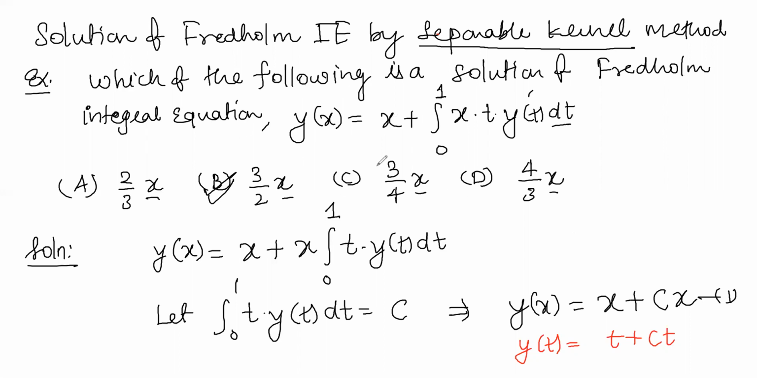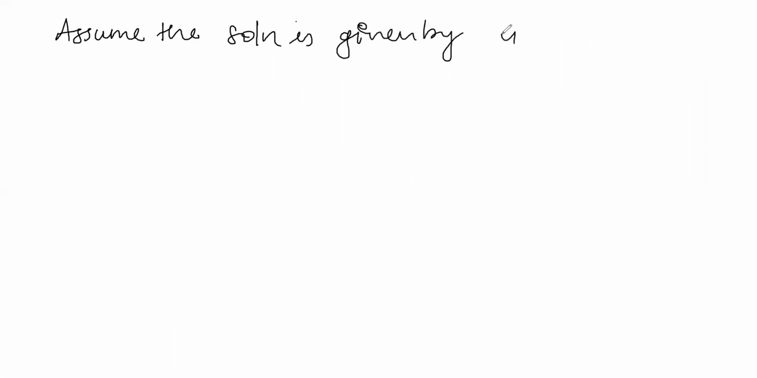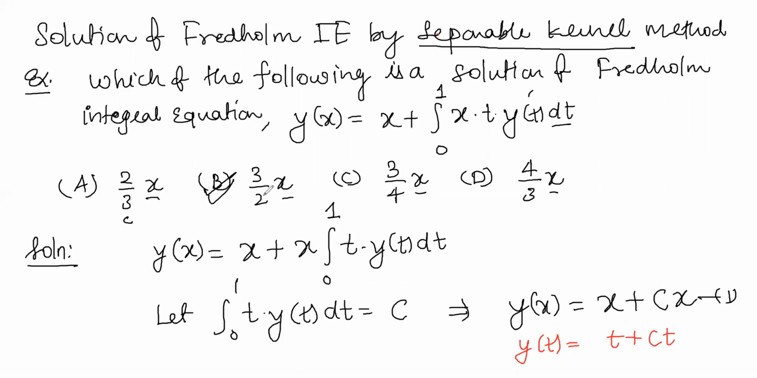You know that your solution is going to satisfy this integral equation. So I'll assume the solution is given by y of x equal to some constant times x. Because I see this is a constant cx, I can easily say its solution is going to be cx. If I can find this c, I'm done. So let's substitute this y of x into this quantity.